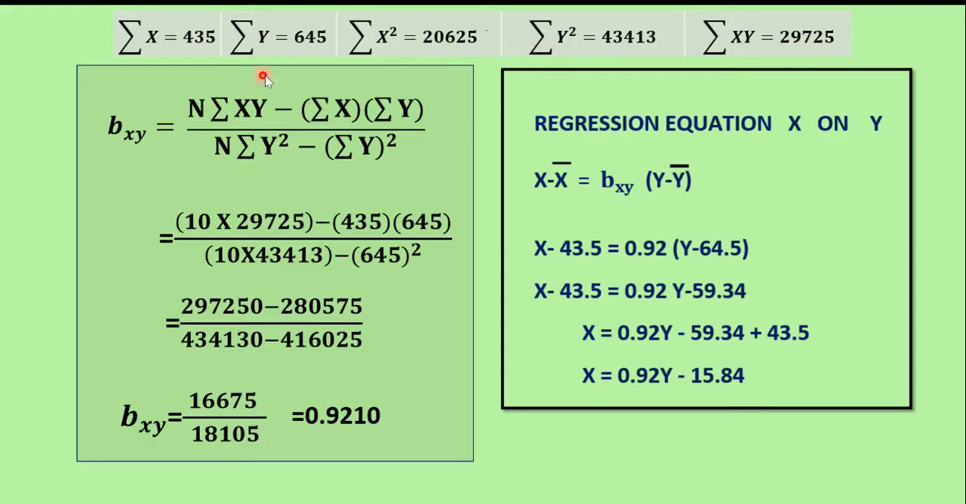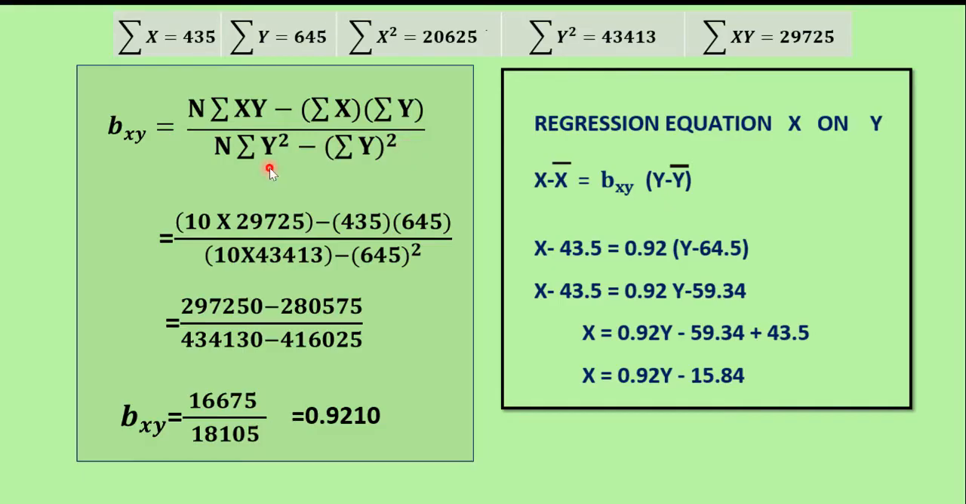Summation x square, y square, all that you have here. So you just substitute the values. Summation xy is 29725. Summation x is 435. Summation y is 645. Divided by n, 10 into summation y square is 43413 minus summation y, 645. Be very careful when you substitute the value of y square and y the whole square.